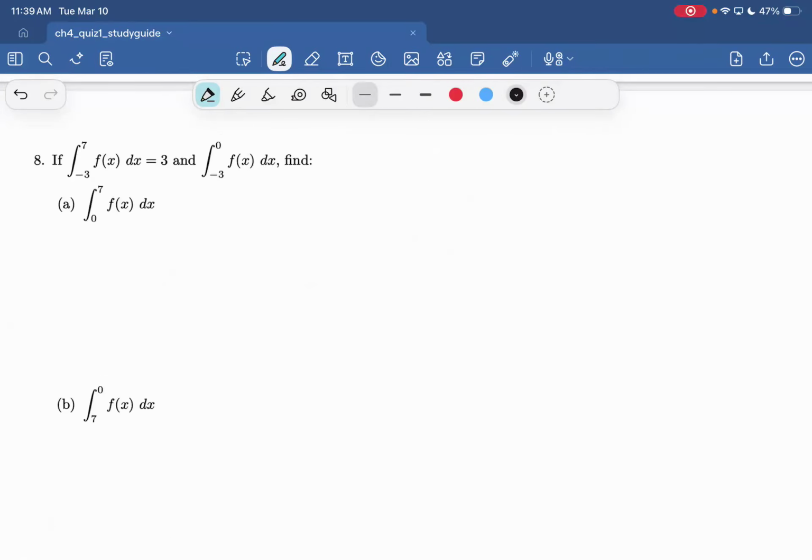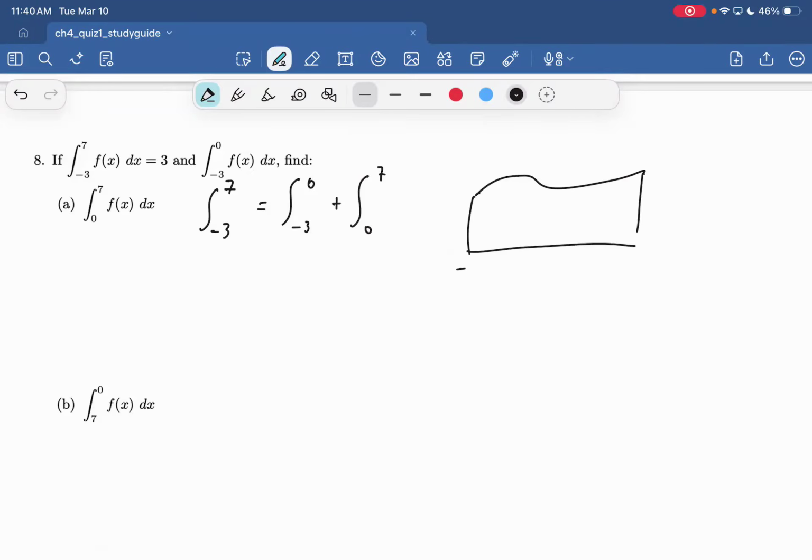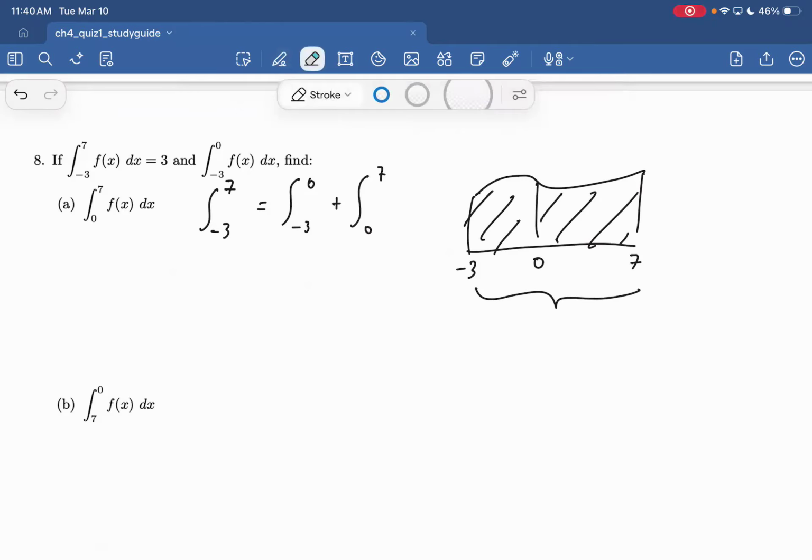Next question, we're given a few definite integrals and we're asked to find some other definite integrals as well. Here we have to use some tricks or some of the identities that we learned in class. For the first one, we should first use the fact that the integral from -3 to 7 is equal to the integral from -3 to 0 plus the integral from 0 to 7, right? Logically speaking, the area is just going to be -3 to 0 plus the area from 0 to 7, and that should equal the total area from -3 to 7.